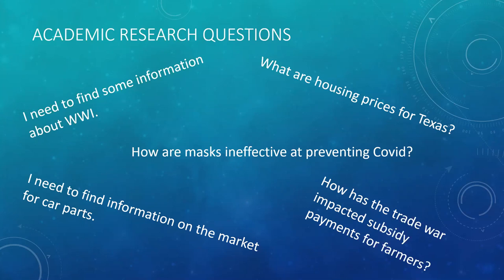So I need to find information on World War I is too broad. That's a book, that may be several books, or that could cover just a plethora of topics. You could be talking about weapons. You could be talking about the economic impact. You could be talking about military strategies. There's just a lot of different subtopics within that. And so you need to narrow it down. That would be an example of something that you need to narrow down.